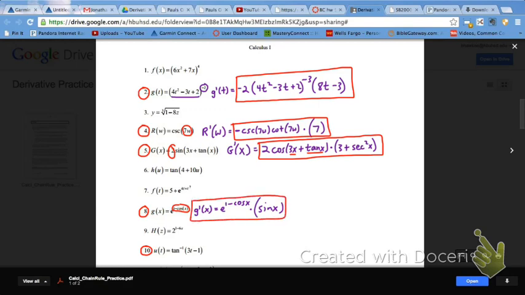And finally, number 10, u of t. So we're taking the derivative of u of t with respect to t. And here we have the derivative of an inverse tangent function. So the outside function is the inverse tangent. The inside function is the 3t minus 1. Well, we just have to remember the rule. Because it's an inverse tangent, I'm going to remind myself of what the rule is. So the derivative of the inverse tangent of x is equal to 1 over 1 plus x squared. It's probably the easiest inverse trig function to remember the derivative rule for.